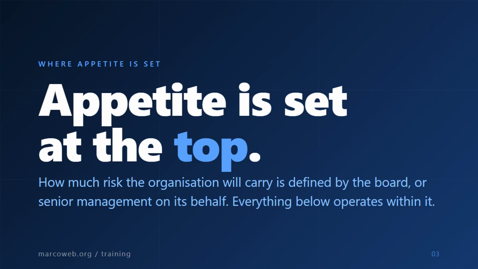Because risk appetite, the amount and type of risk an organization is willing to pursue in meeting its objectives, is a governance decision. It is set by the board, or by senior management on the board's behalf. Everything below it operates within it. Every mitigate, transfer, accept, or avoid decision is made against the appetite the board has defined.